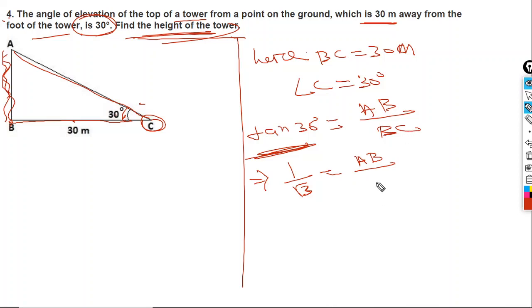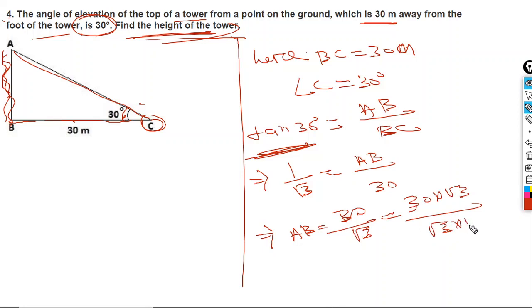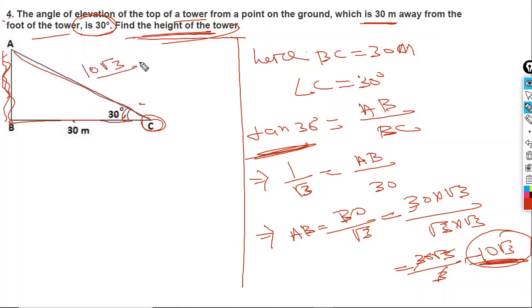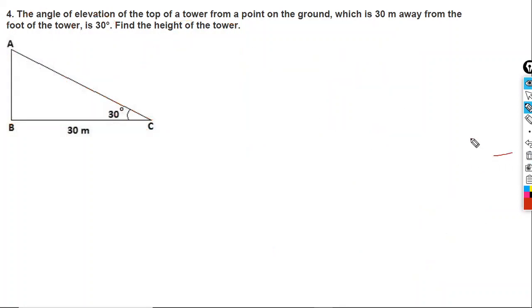BC will be 30, which implies you can write AB is equal to 30 by root 3, which will be equal to 30 into root 3 by root 3 into root 3, which will be equal to 30 root 3 divided by 3. Now cancel it, it will be equal to 10 root 3. Okay? So this length will be 10 root 3. So question number 4 is solved now. Now we'll move to question number 5.